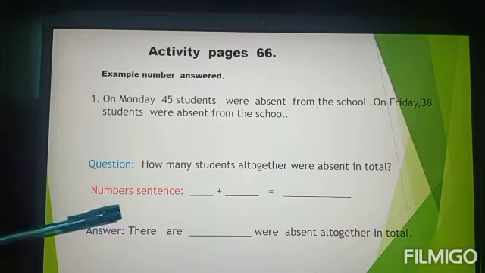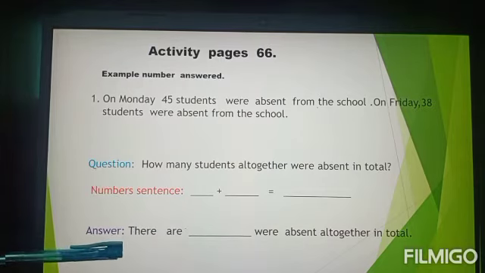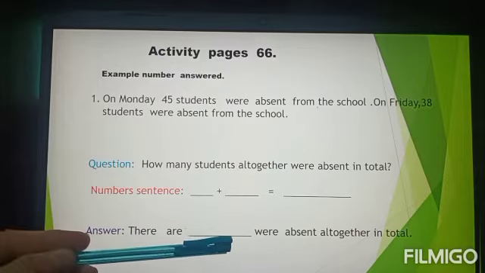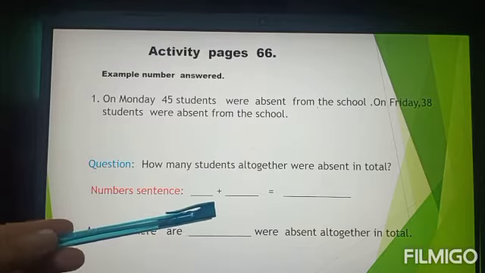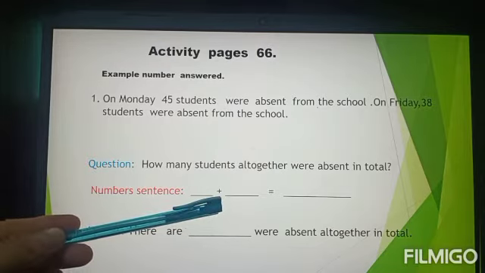Write the number sentence and then write the answer. There are blank students absent altogether in total. So I write the symbol as addition.